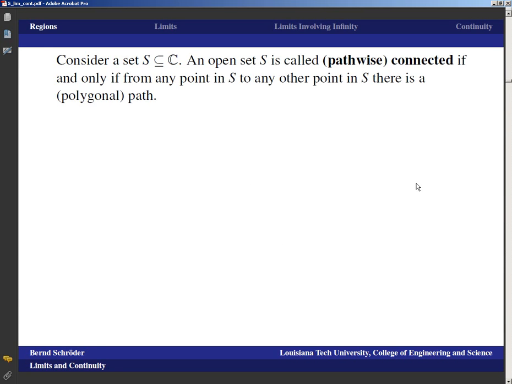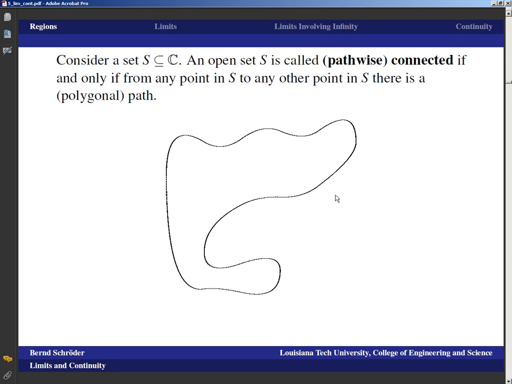Okay, we keep considering sets. I think now we're going to talk about connectivity. Right, an open set is called connected. Technically, if you want to go deeper into topology, people would call it pathwise connected. If and only if from any point in S to any other point in S, there's a path, and sometimes we also would like to say just a polygonal path. Well, basically, let's take this standard picture again. Here's one point, here's another point. As long as I have a connecting path from every point to every other point, then that set is connected.